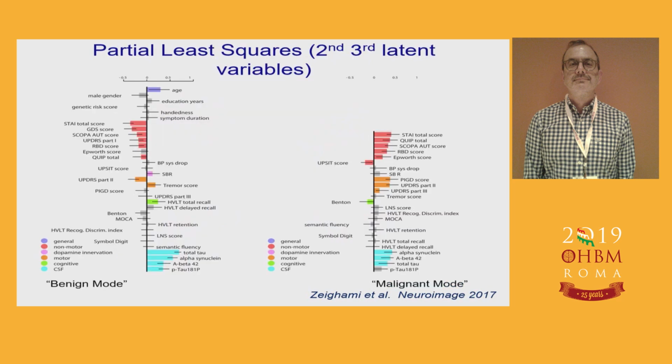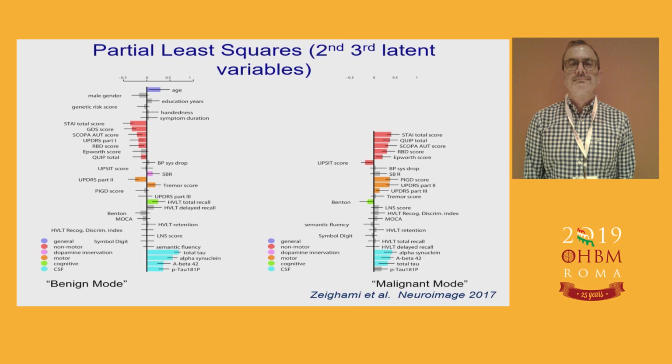But as I said, we also identified a second and a third latent variable, and we think that these represent a benign mode and a severe mode of propagation. So on the left, you have a benign mode associated with mild symptoms and mild clinical signs and lack of dementia. And on the right, sorry, the slide didn't work out, but on the right you have a malignant mode. That is a mode of disease spread that would be severe and is associated with more severe symptoms, dementia, and postural instability, markers of disease severity.